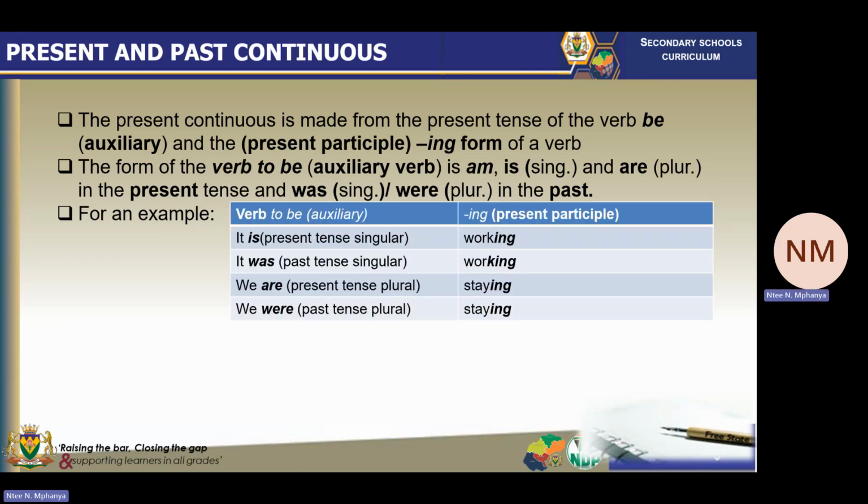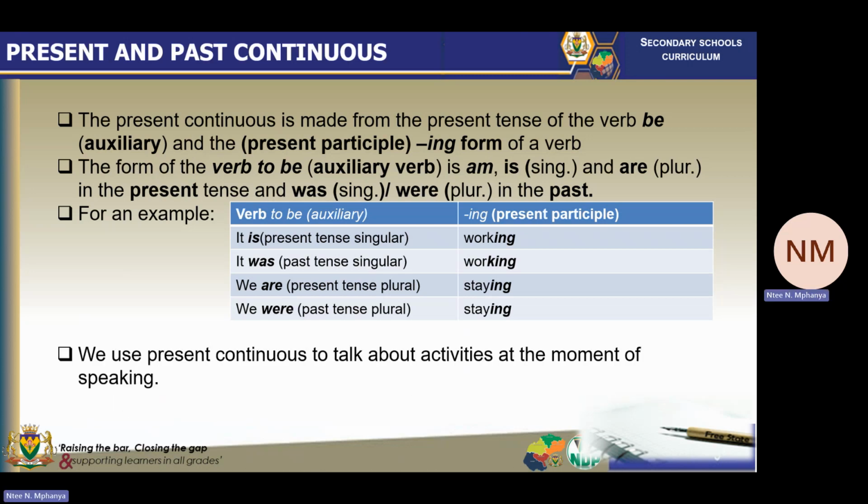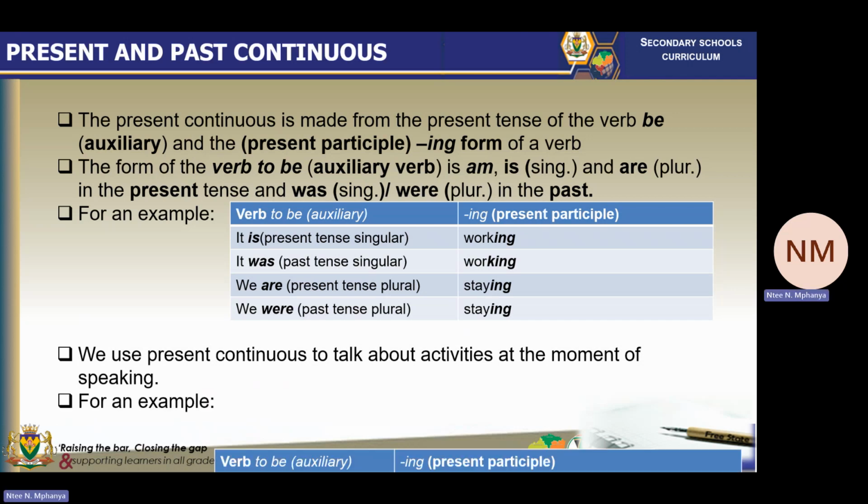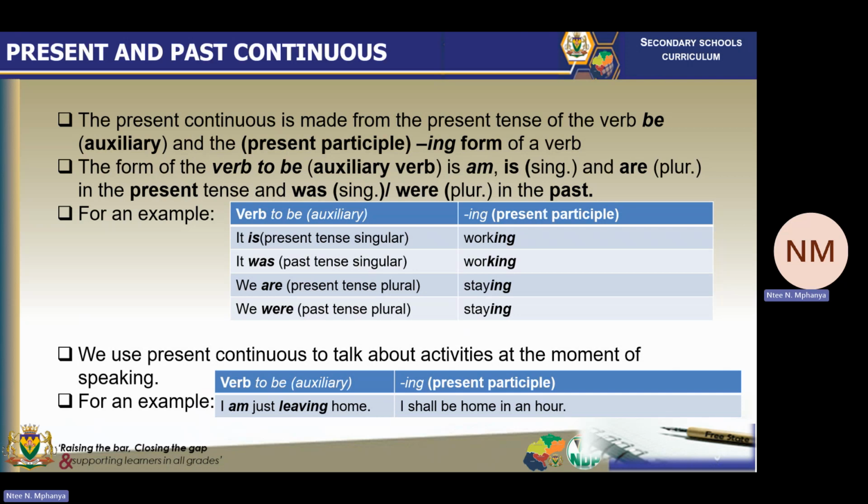This is a classical example. It is working, which is in present tense singular. It was working, which is in past tense singular, or we are staying, that is in present tense plural, or we were staying, which is in the past tense plural. We use present continuous to talk about activities that happen at the moment of us speaking. For example, I am just leaving home. I shall be home in an hour.